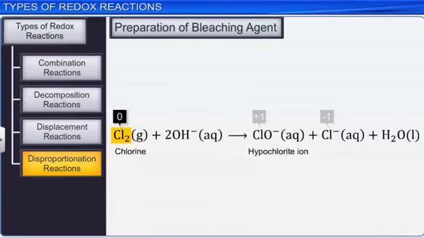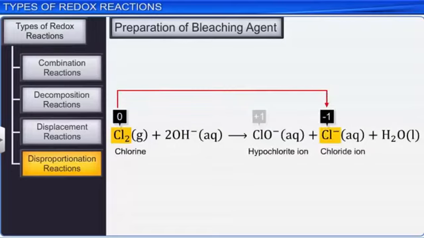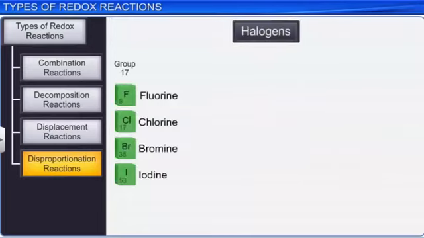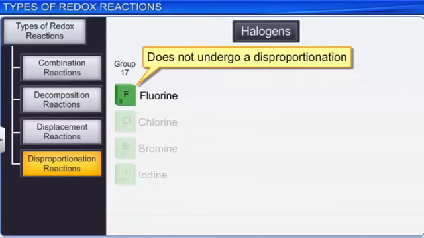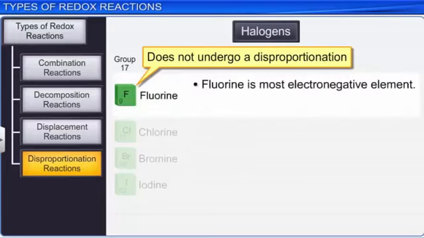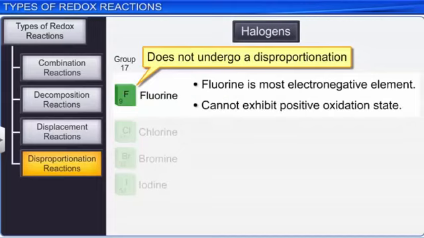Chlorine, having an oxidation state of 0, is being reduced to -1 in chloride ion and also being oxidized to +1 in hypochlorite ion. Note that, like chlorine and bromine, iodine also undergoes disproportionation. However, fluorine with alkali does not show a tendency to undergo a disproportionation reaction. This is because fluorine is the most electronegative element and hence cannot exhibit any positive oxidation state.